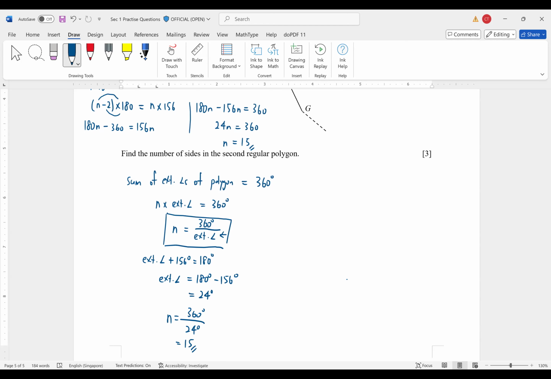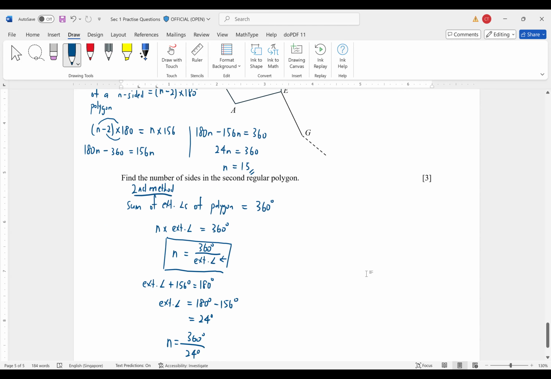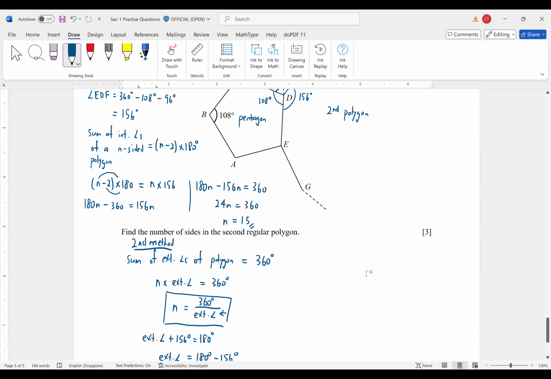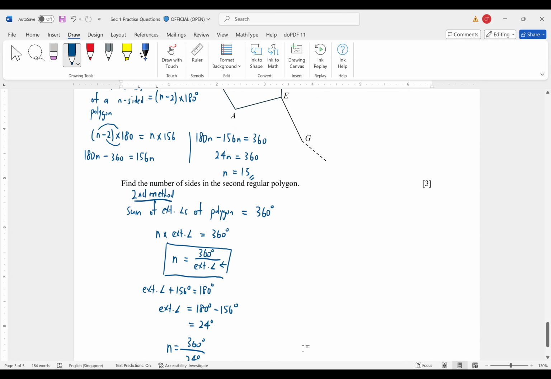Okay, so this second method is the one that I recommend you use. Use the exterior angle to find the number of sides. It's easier. You don't have to deal with an equation like this, and you may make a mistake and then not be able to solve the question successfully. Alright, so do go and try more polygon questions, and then you will get more familiar with it. Alright.